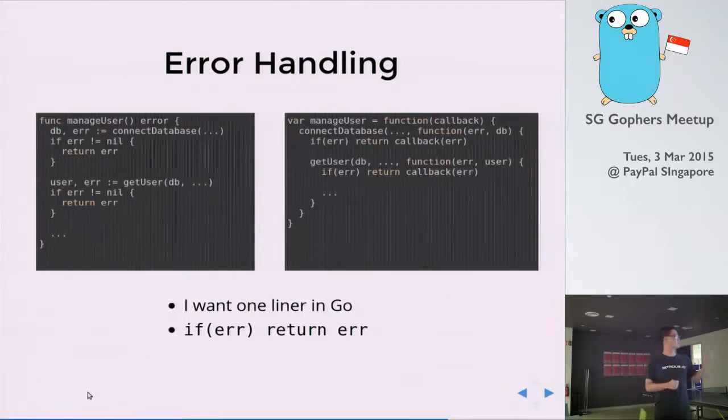So Go actually has the same explicit error handling mechanism as Node. As you can see here, the left side is Go. Every time you do an operation, it will return a result but also an error value. So you need to check whether the error value is null or not.